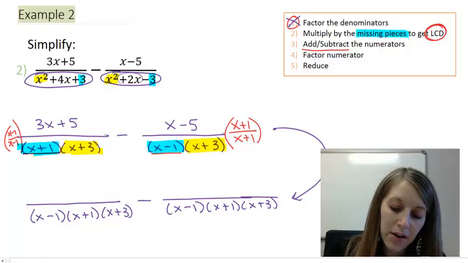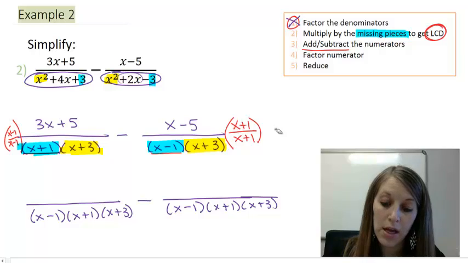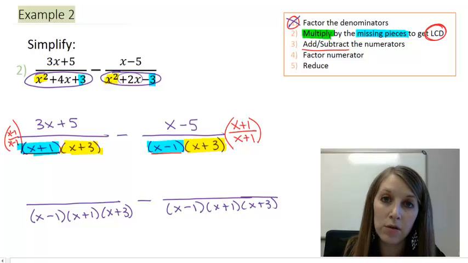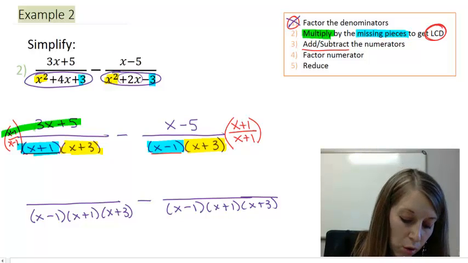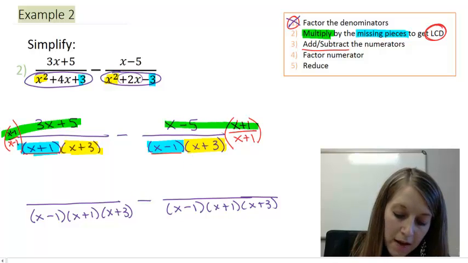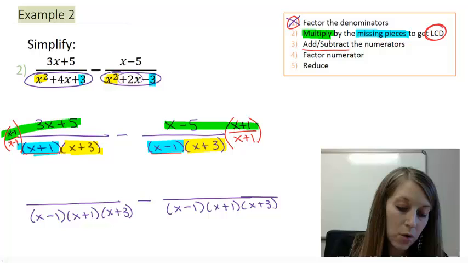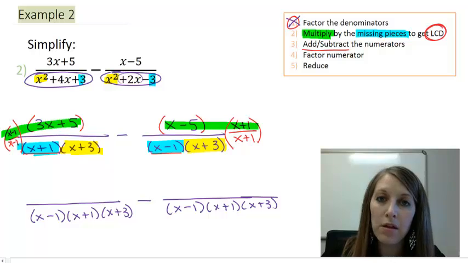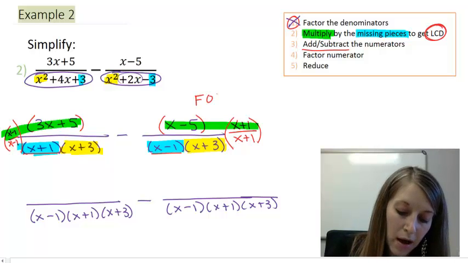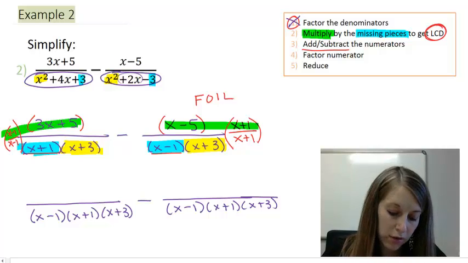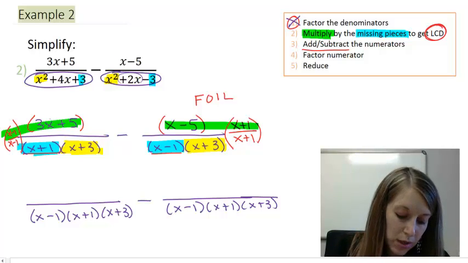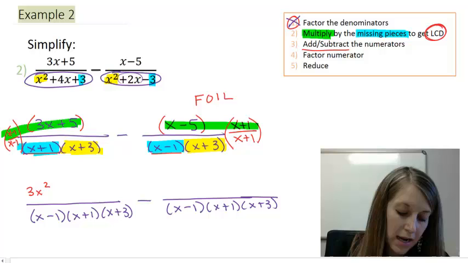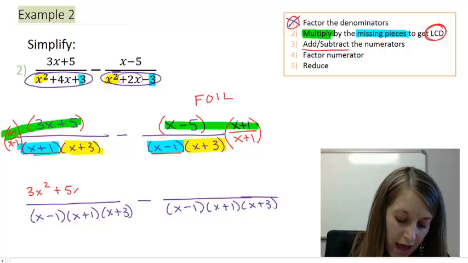Okay, now I have to figure out what to do with the numerators. And I have to do what this problem said. I have to multiply out my numerators. So I have to multiply this out here, and I have to multiply this out here. And notice both of those are binomials times binomials, meaning to multiply those out, I have to use that keyword of FOIL. So let's start with my left. X times 3x gives me a 3x squared. Outside, x times 5 gives me a 5x.